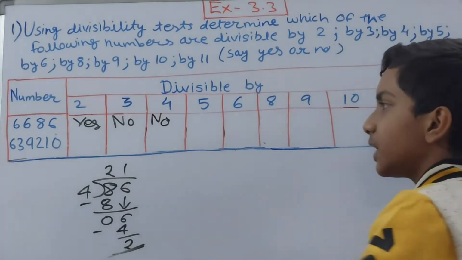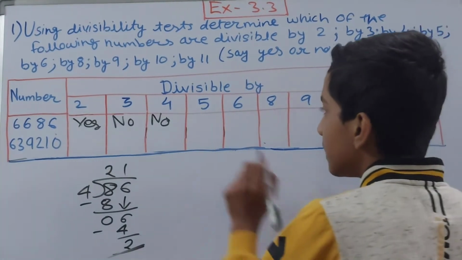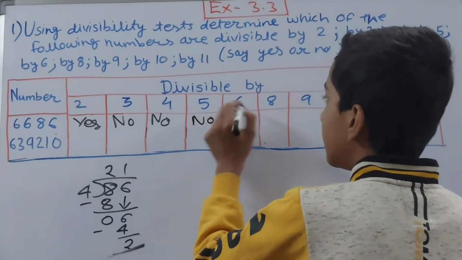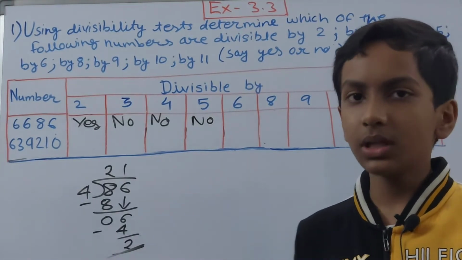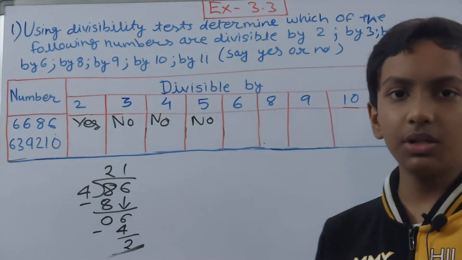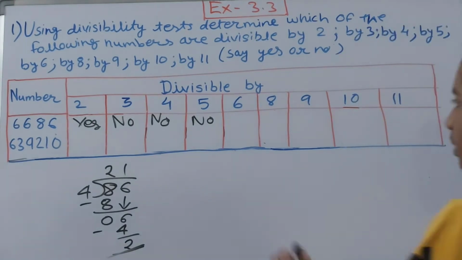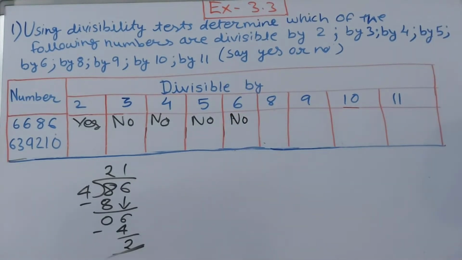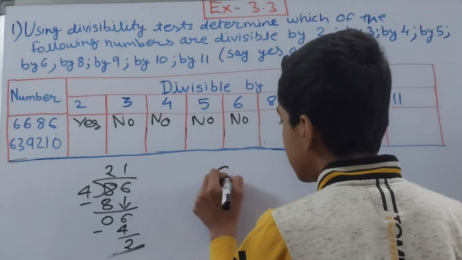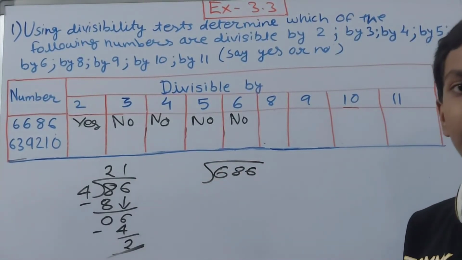For 5, digit at the ones place should be 0 or 5. So here we have 6, so it is not divisible. Then for 6, again the number has to be divisible by 2 and 3 both. Here it is not divisible by 3, but it is divisible by 2. So that means this number is not divisible by 6 as well. For 8, you will see the last 3 digits. We are having 686. Now we will divide this 686 by 8.